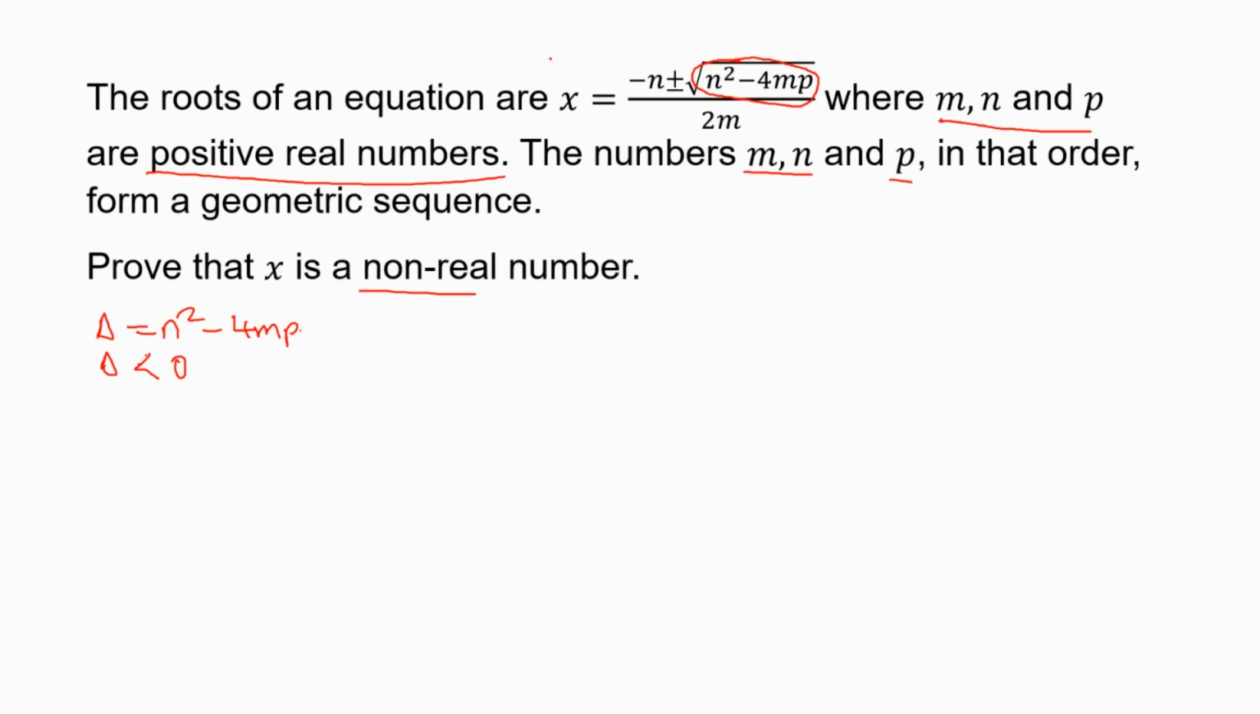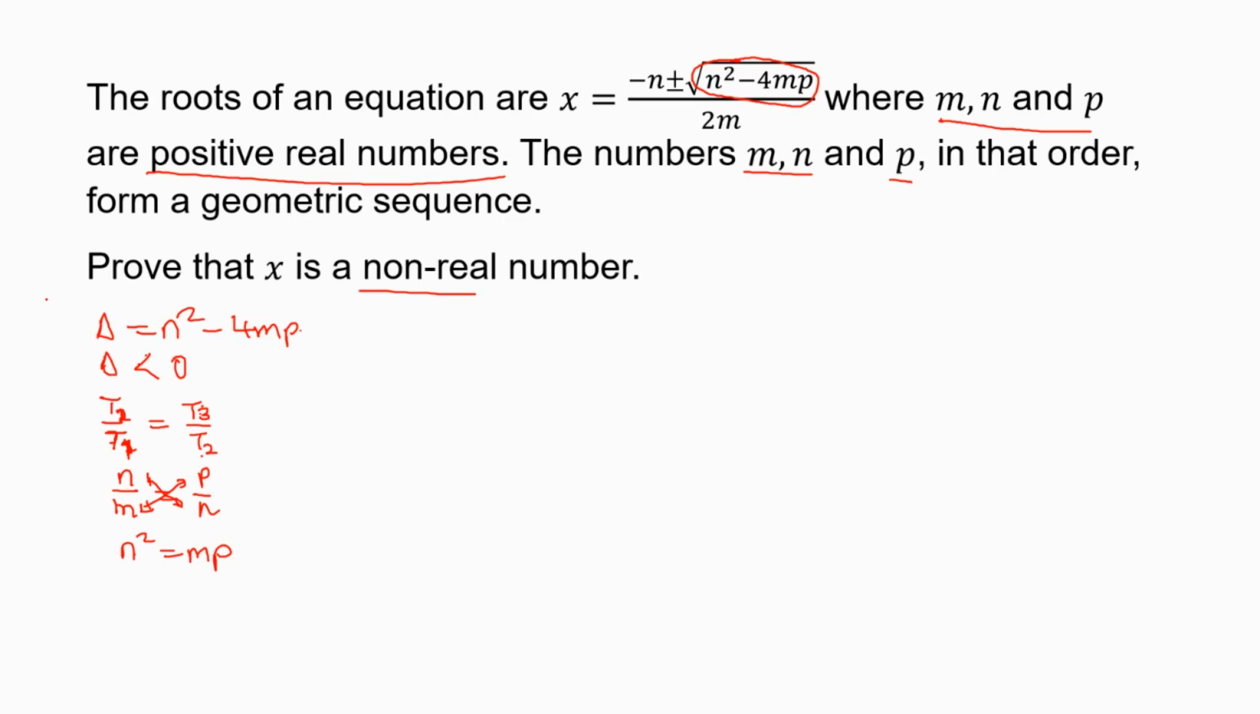Right. And then we're given the second set of data, which says that m, n, and p form a geometric sequence in that order. So t2 divided by t1 is equal to t3 divided by t2. Our t2 is n, so n over m is equal to p over n. Then we can cross multiply: n times n, and m times p. So n squared is equal to mp.